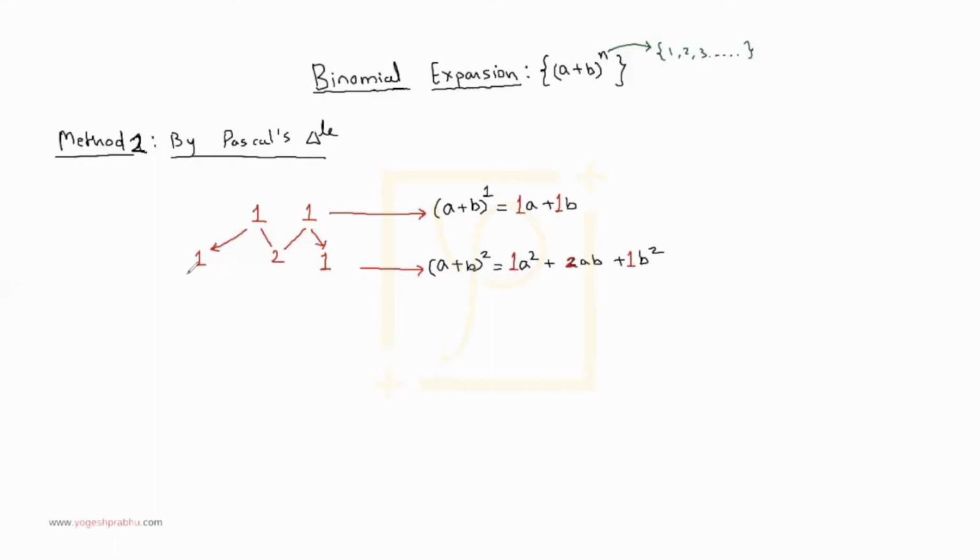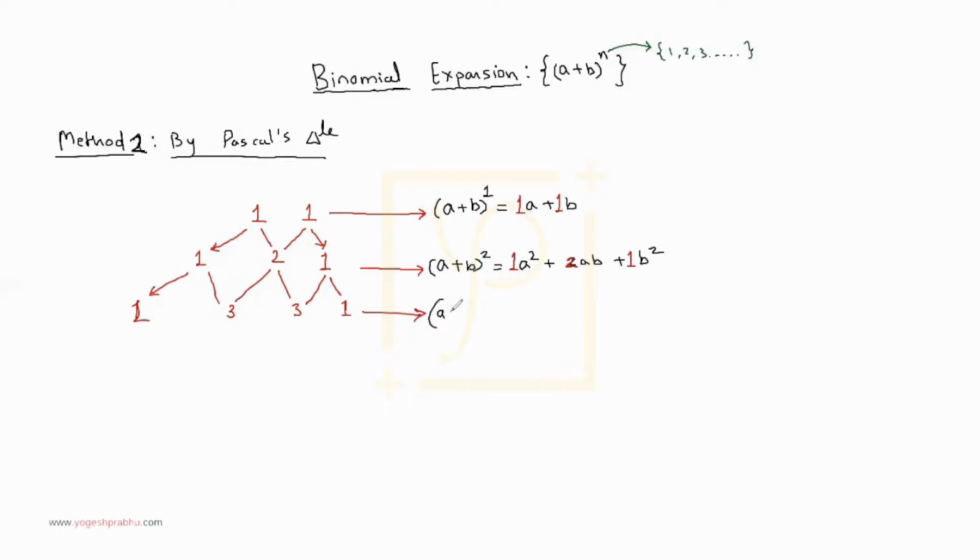So if I have to drag 1 here, this 1 and this 2 are going to give me 3, this 2 and this 1 will give me 3, and when you drag the 1 here, these must be the coefficients for the next expansion. So let us write down the next expansion using those coefficients.